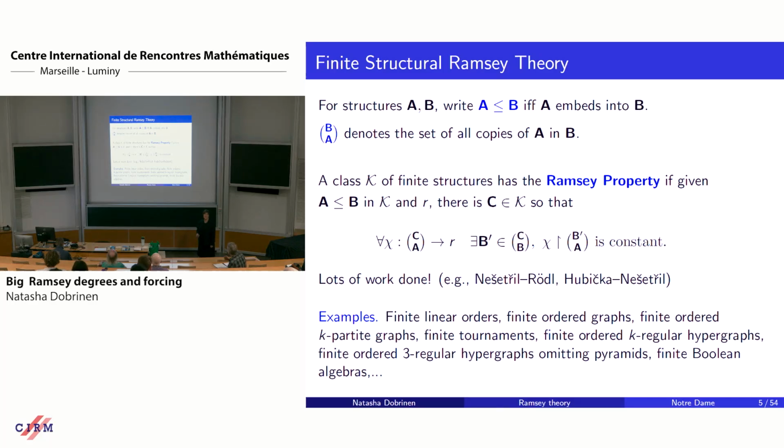And there's been a lot of work done in this area since the 1970s, beginning with Nešetřil and Rödl, and with also Abramson and Harrington. And some examples to keep in mind are the collection of finite linear orders has the Ramsey property because that is Ramsey's finite theorem. And then what was new in the 70s is finite ordered graphs as a class have the Ramsey property. Finite ordered k-partite graphs, and so forth. Okay, so many, many examples of classes of finite structures with the Ramsey property.